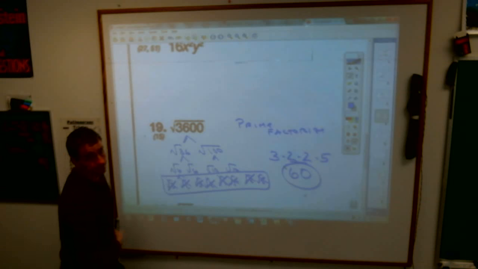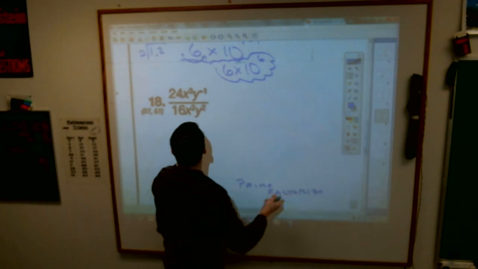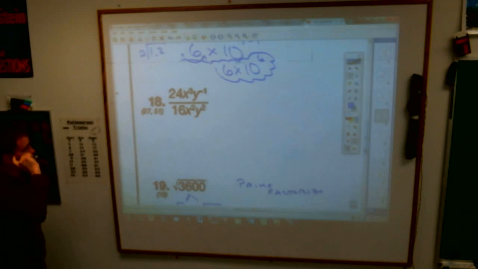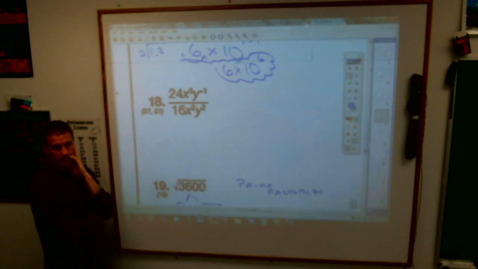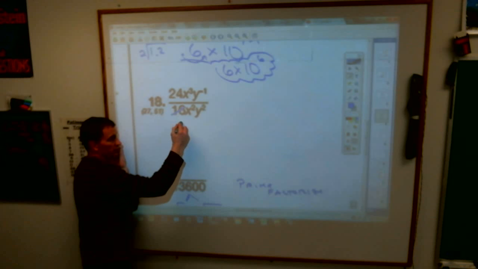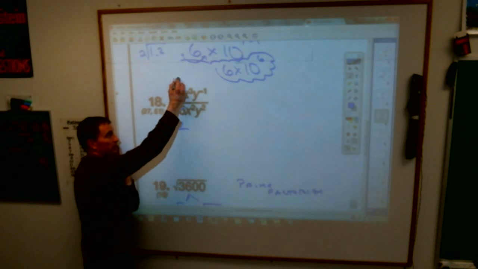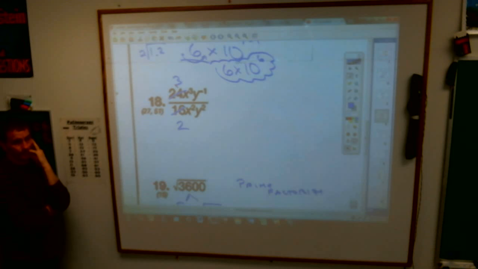O'Reilly. 18. Do we have problems with the number part of this, Riley? Like 24 over 16 reduces to what? What number goes into 24 and 16? 8. So if you divide 16 by 8, you get 2. Divide 24 by 8, you get 3. Everybody's good with that? Now what about the letters?